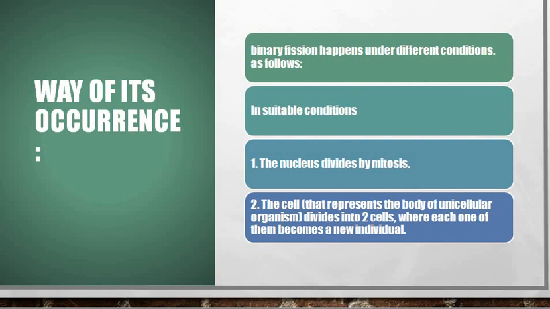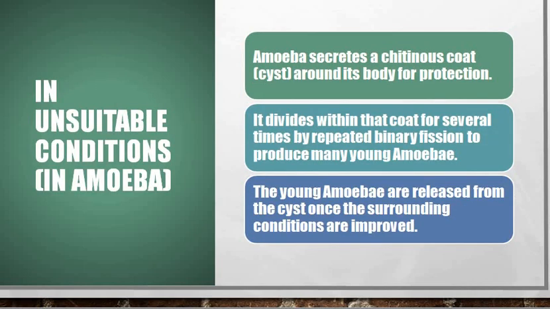If the condition is suitable, the nucleus will divide mitotically and the cell will produce two cells which have the same number of chromosomes. And if the condition is unsuitable, like for amoeba or euglena, what happens to them? They secrete a chitinous coat or cyst around them to protect their body and divide within that coat several times, by repeated binary fission, to produce many young amoebae.